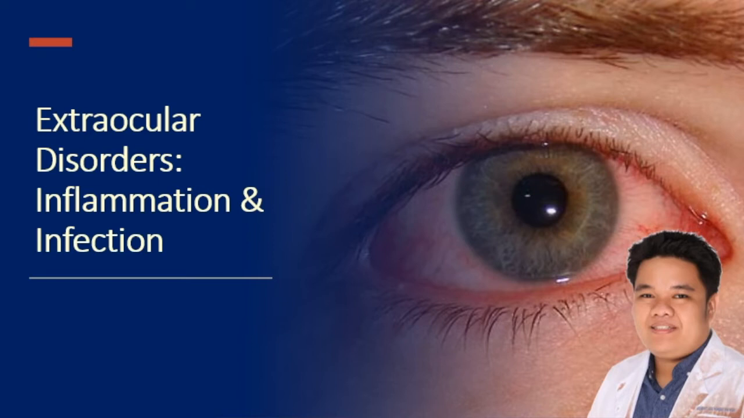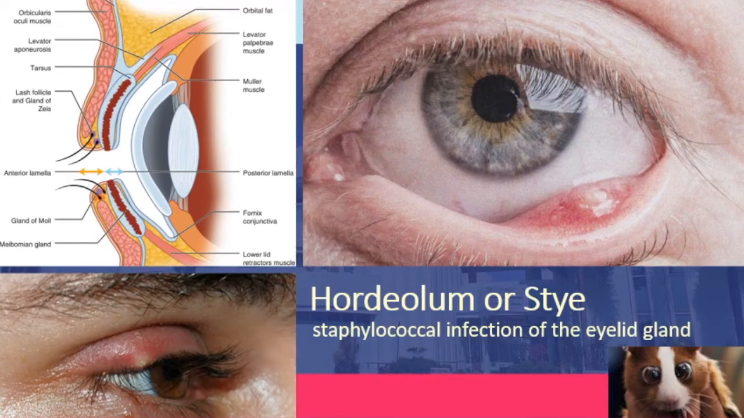Hi, this is your discussion on extraocular disorders, specifically on the inflammatory and infectious problems. Under this, you have your hordeolum or your stye. When I talk about hordeolum or stye, you think of staphylococcal infection of your eyelids, specifically the glands in your eyelids. There are two kinds of stye. One is your internal and the other one is external.